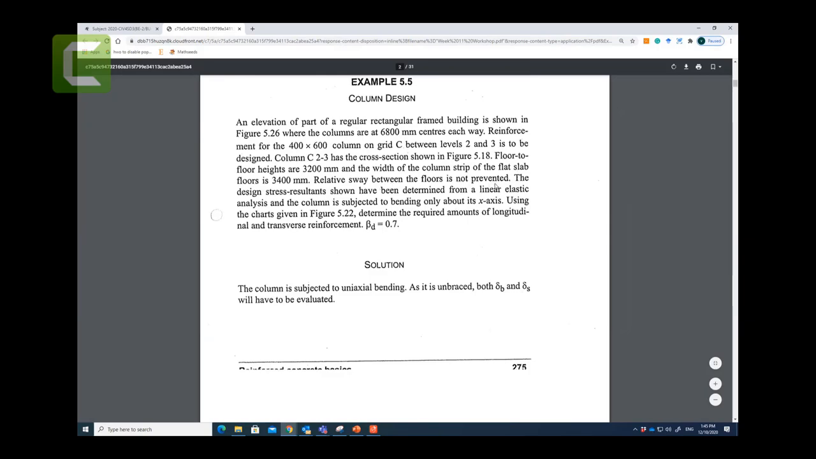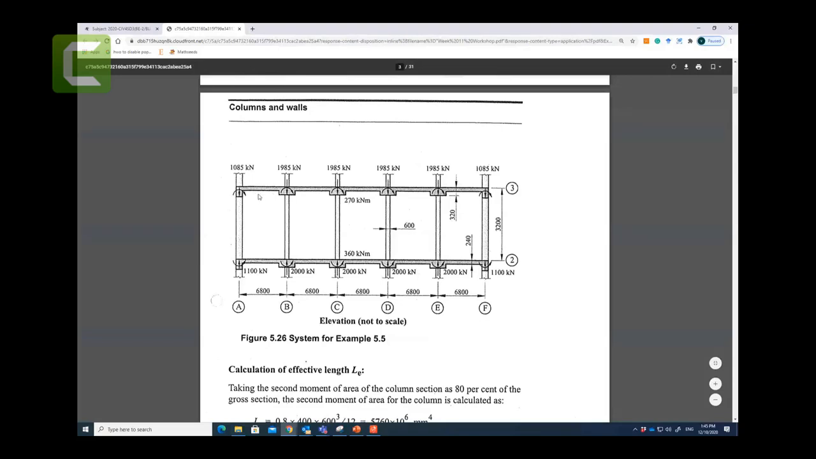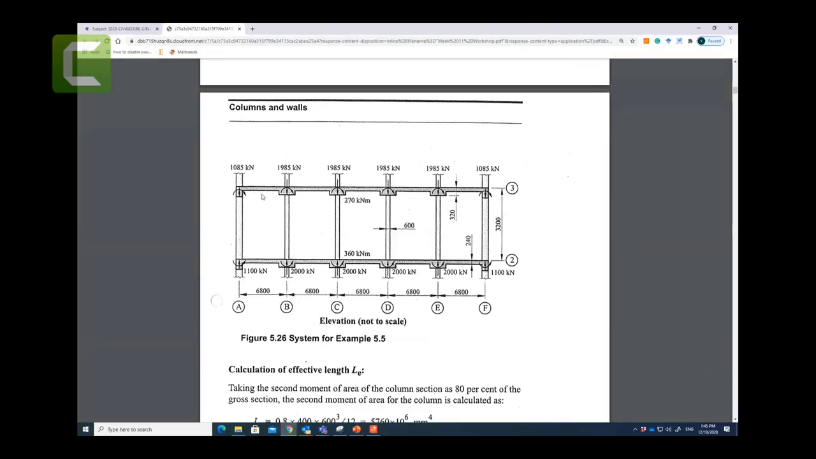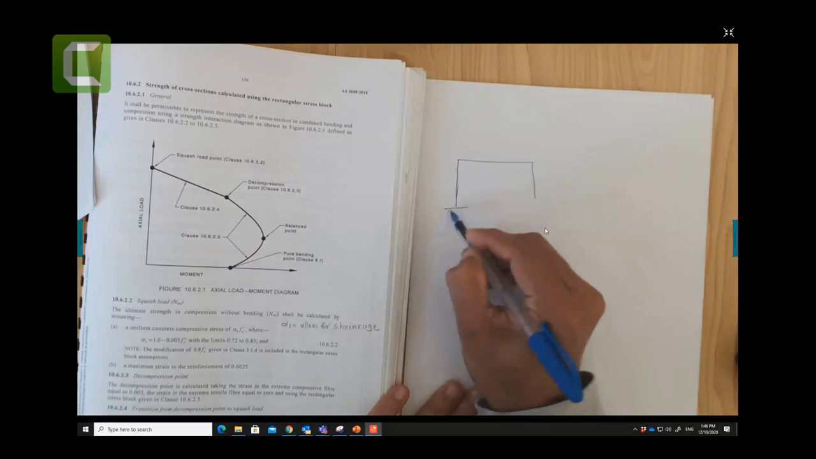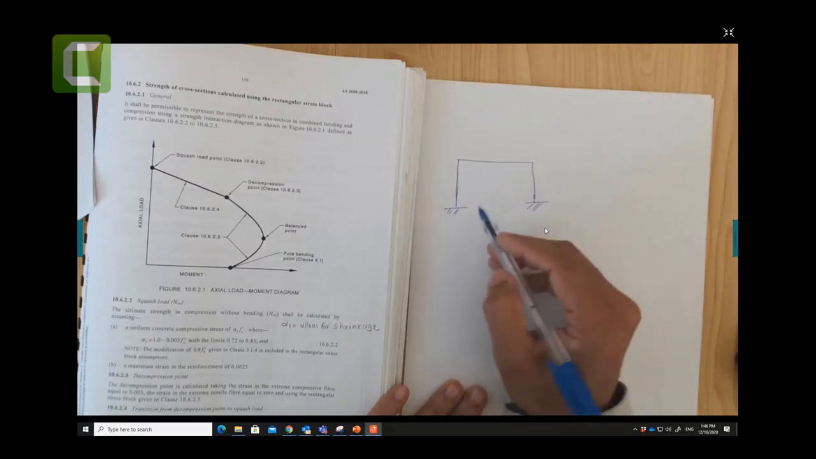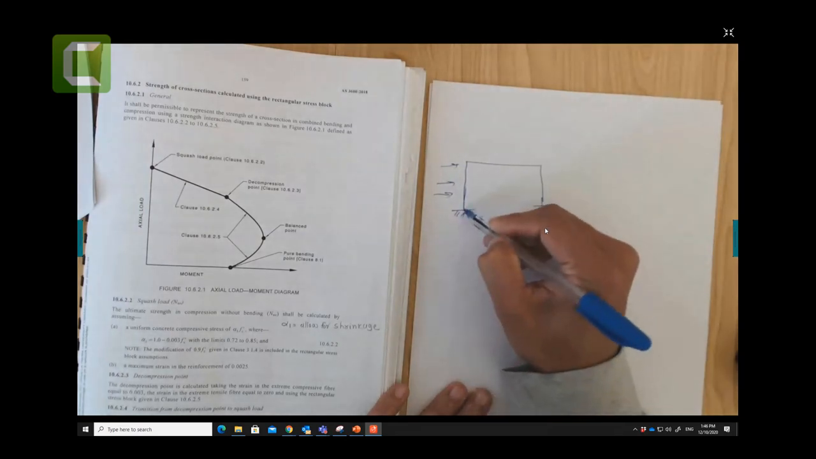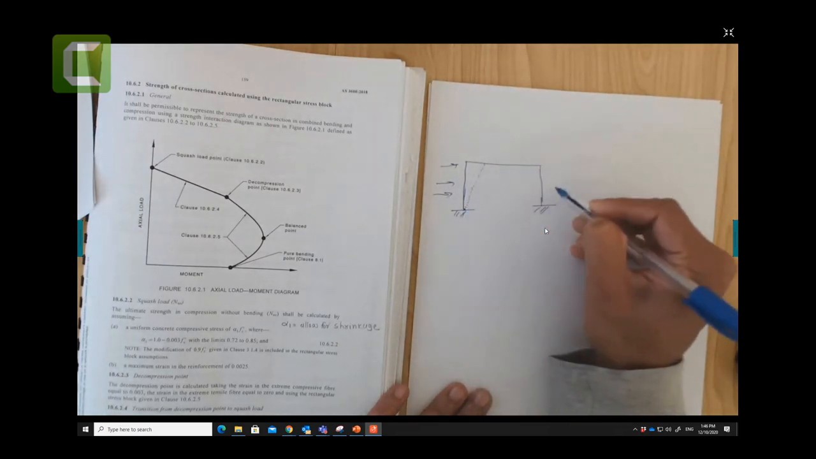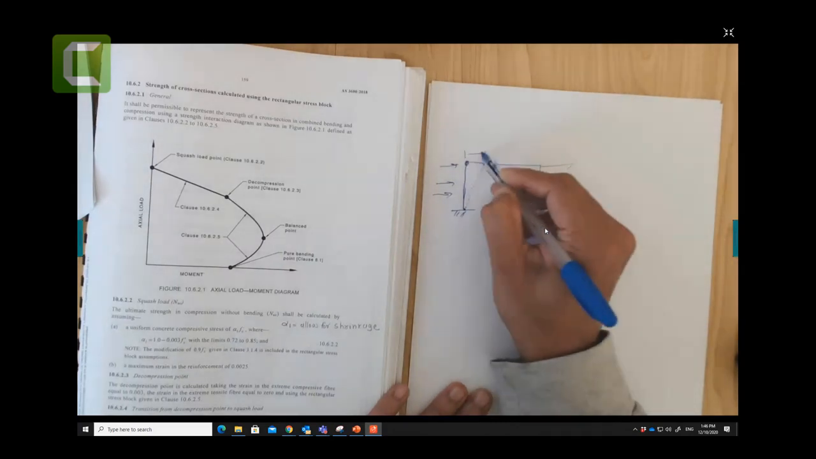Relative sway between the floors is not permitted. What does it mean? When you have wind loading or lateral loading coming, your column is going to sway. I can put one picture there to explain. So there are two kinds of columns. If you have a frame, let's say this is a typical frame here. Now when you have a lateral load incoming, such as earthquake load, some frames are designed in a way that they will sway, meaning that this joint will go by some displacement.